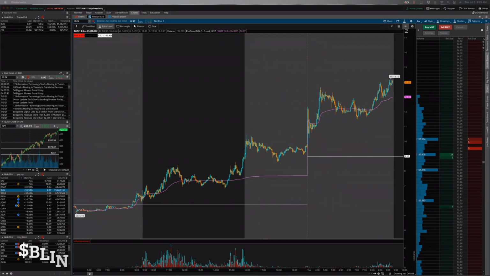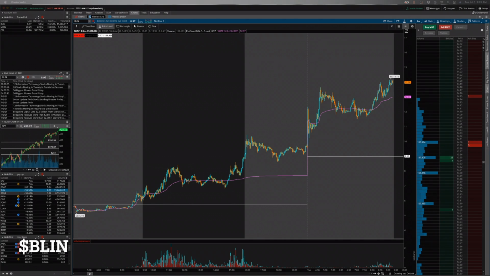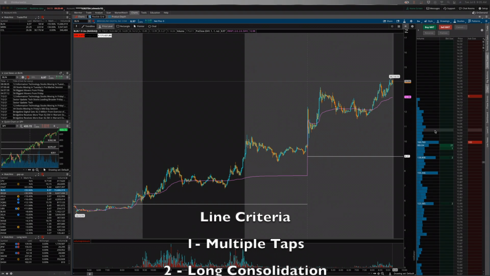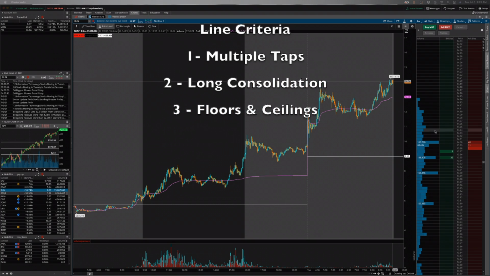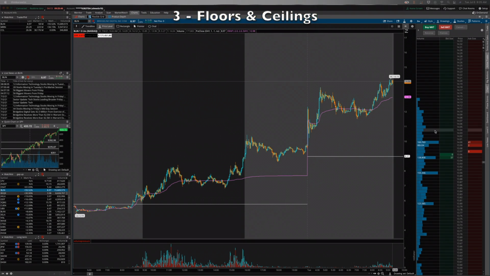So let's get started. This is a stock that's gapping in pre-market that ran last week, and we're going to look for the lines. What I look for, lines have to have three criteria: multiple taps, long consolidation, or the old line becomes a new line.